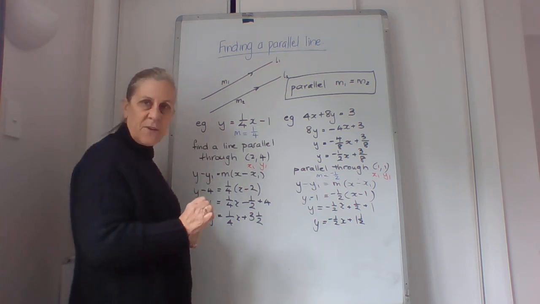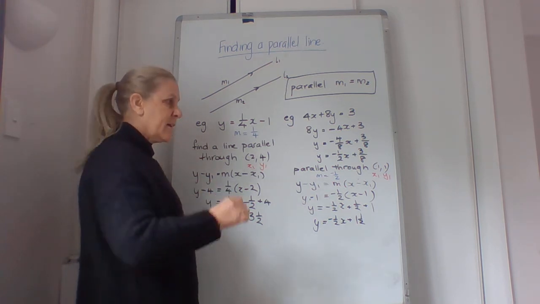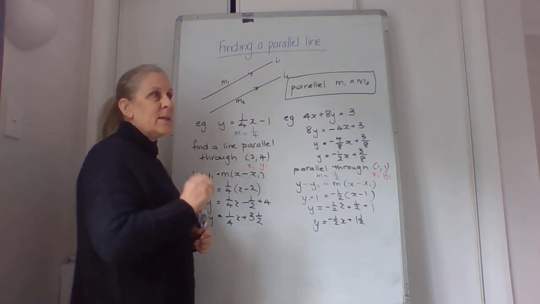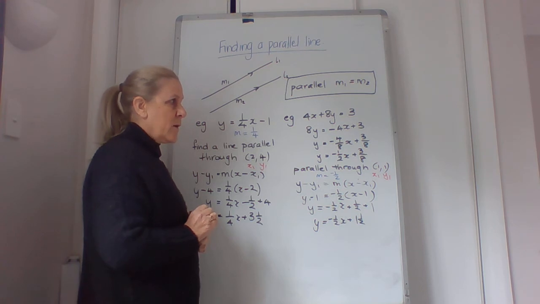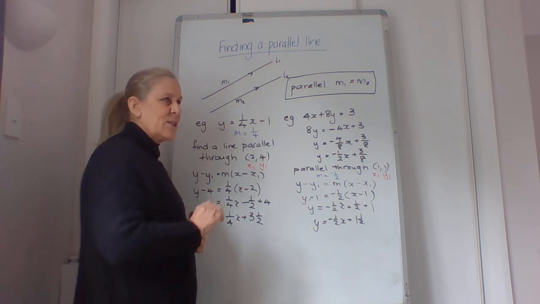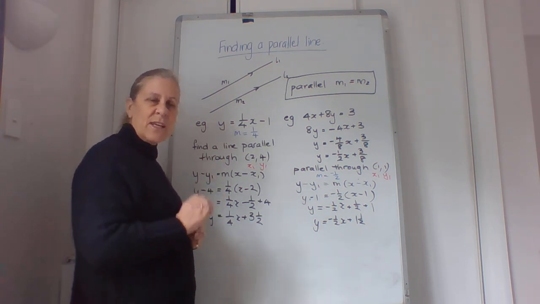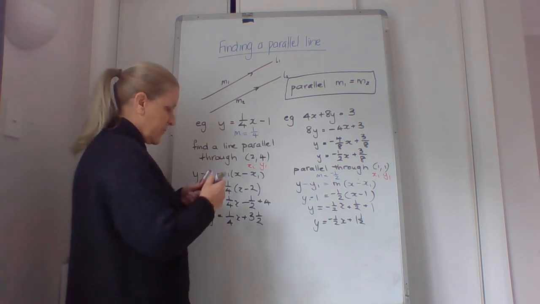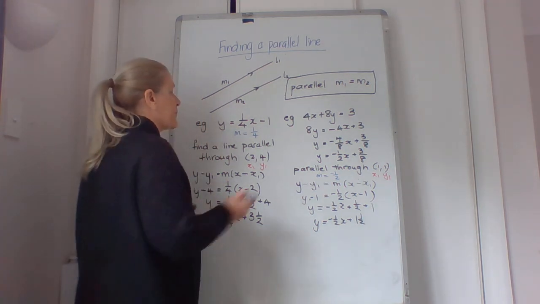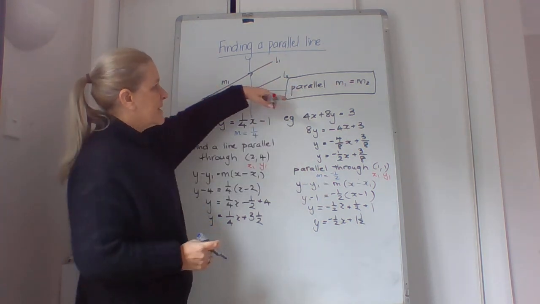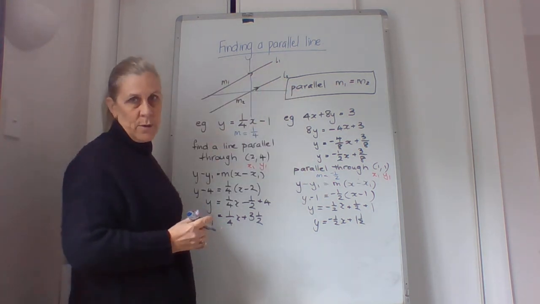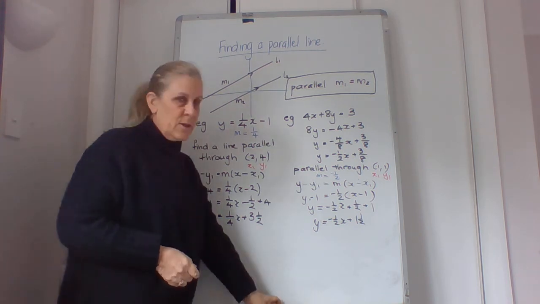Right, so we have to identify the gradient and find a point that's given to us. So we might have a point on a line, or we might have it parallel to the x-axis. What does parallel to the x-axis mean? So if we've got an axis, right, parallel to the x-axis means the gradient is 0. Okay? Awesome.